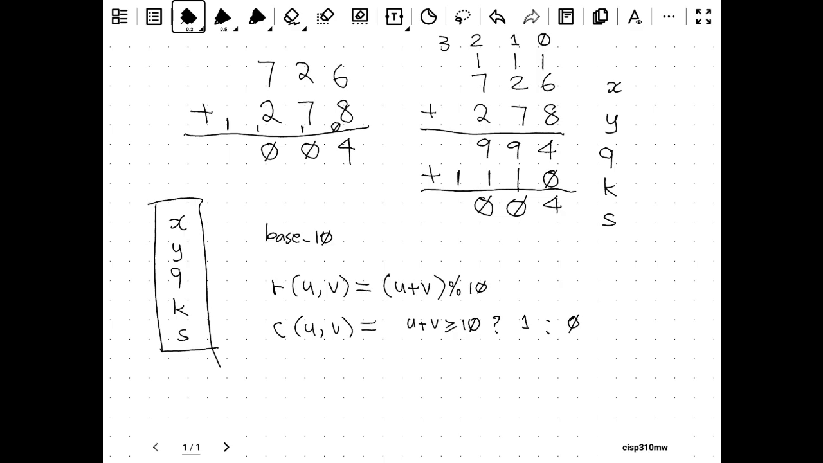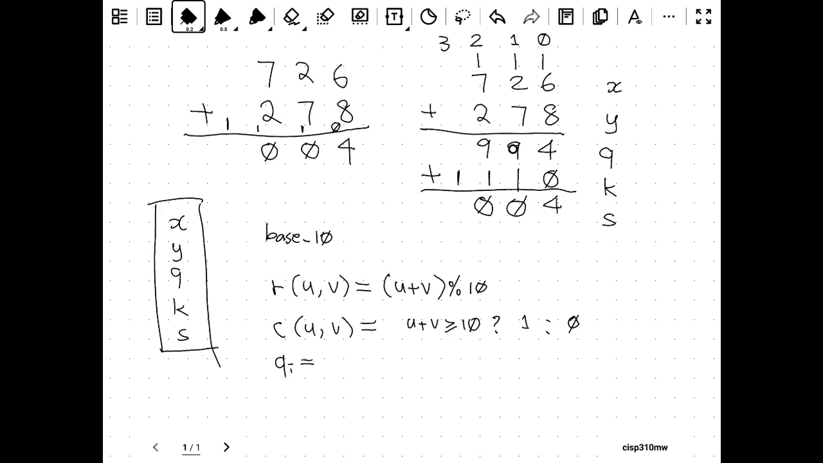Cool. I have just expressed the two functions that I need in order to figure out how to compute the q, the k, and also the s digits. The x and y are given to you. In any addition, you are always given two numbers to add, so x and y are provided. Now we just have to figure out, what about q of i? In other words, I don't even care which digit we're talking about. The i is just a placeholder for the digit itself. So how do we compute q of i?